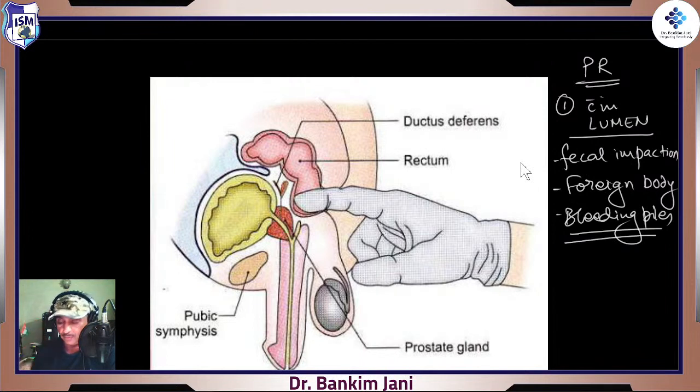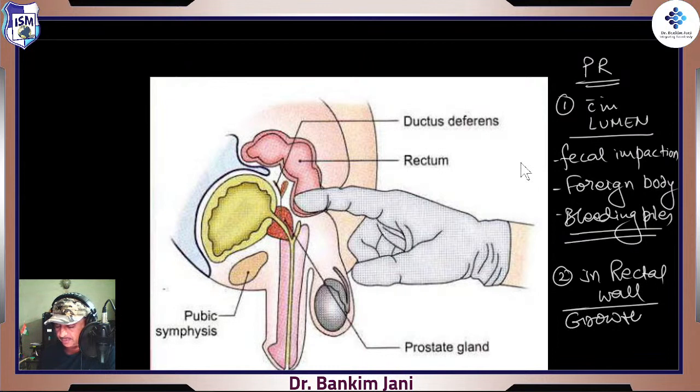Second, in the rectal wall, is there any growth? Then that can be examined. Or the other way around, is there any stricture, right? It is just so narrowed. Is there any stricture? So that can really be assessed.